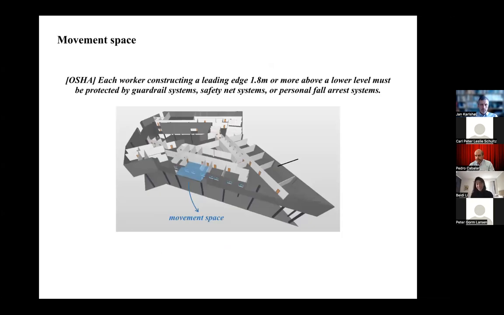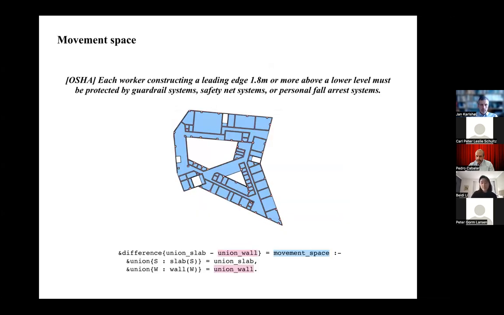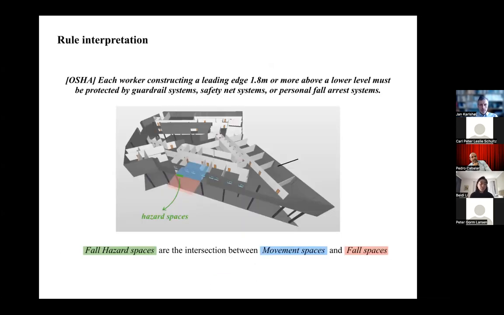Yes, so the second type of spatial artifacts, also mentioned before, is movement space. In this case, movement spaces are the difference between the union of all slabs, which are the total walkable surfaces in a way, and the union of walls, which are the total movement obstacles in a way. And so finally, this is interpreted as fall hazard spaces, which coincide with leading edges of a building, or the intersection between movement spaces and fall spaces.